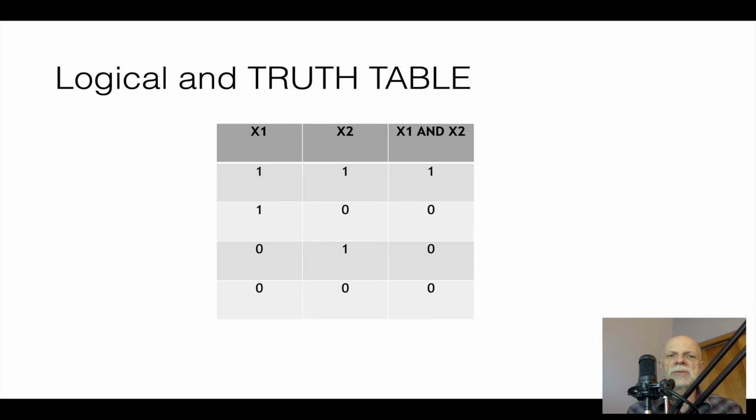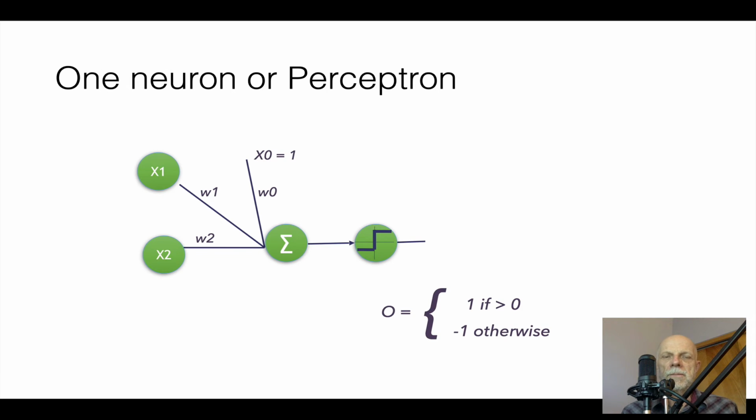Suppose we're trying to do a truth table like logical AND. If input x1 is 1 and input x2 is 1, we want to output 1, and in other cases we want to output 0. Well, in my little example, we want to output negative 1, but let's go with it. So there is the perceptron, and my question is, can you figure out what w0, w1, and w2 should be? There are many answers here. It's not a single answer. There are many good ones. Here's one of them.